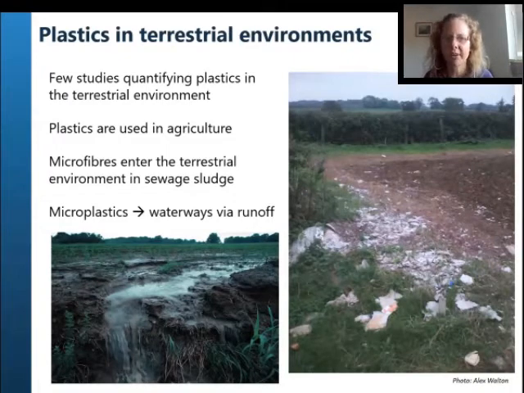We also know that a lot of worldwide sewage sludge is used as a soil conditioner and a soil fertilizer. And we know that the sewage sludge can contain a large proportion of microplastics, especially microfibers from the wastewater process. This ends up within the soils where it can either be retained or it might then enter waterways via runoff.